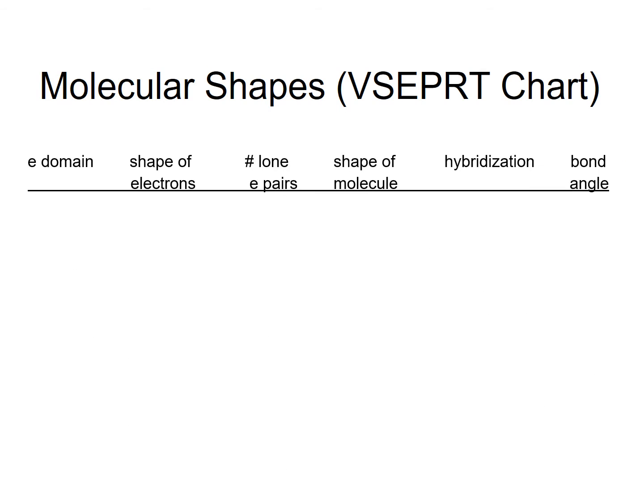So here is the molecular shape VSEPRT chart. So we have electron domains, the shape of the electron domains, we have the number of lone electron pairs, we have the shape of the molecule, we have hybridization, and we have bond angle. If you have two electron domains, the shape of the electrons is linear because the electrons are trying to get as far away from each other as possible. If you have zero lone pairs, the shape of the molecule is linear. The hybridization is sp and the bond angle is 180.